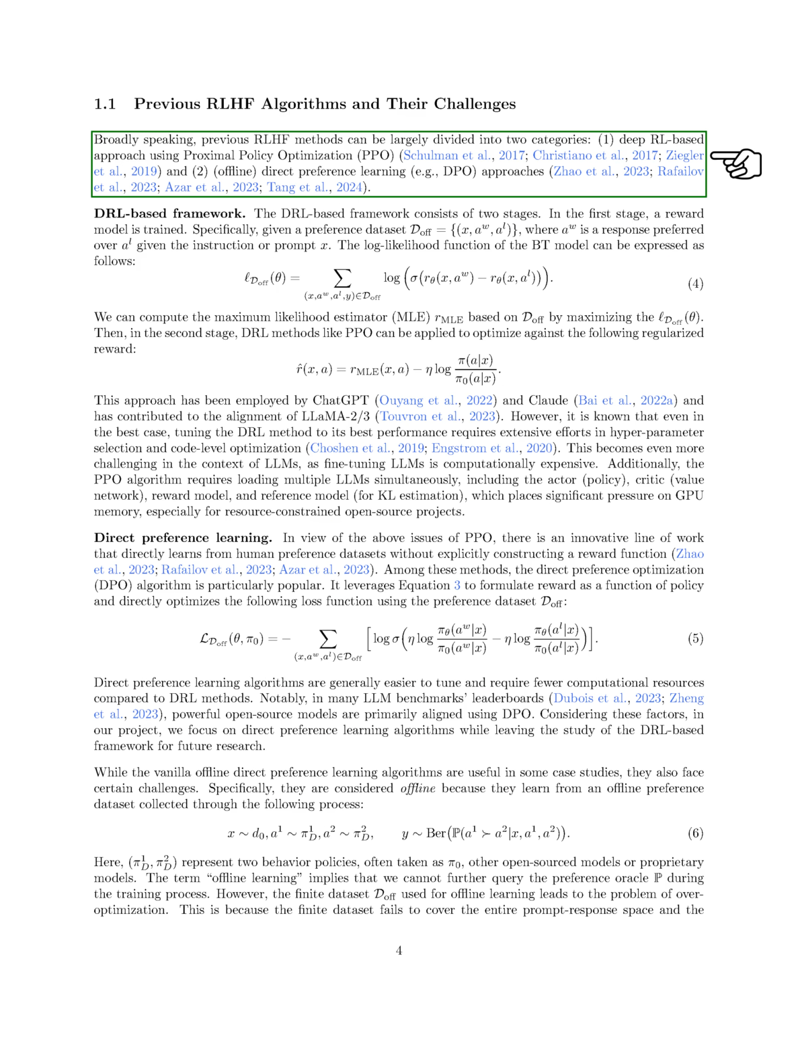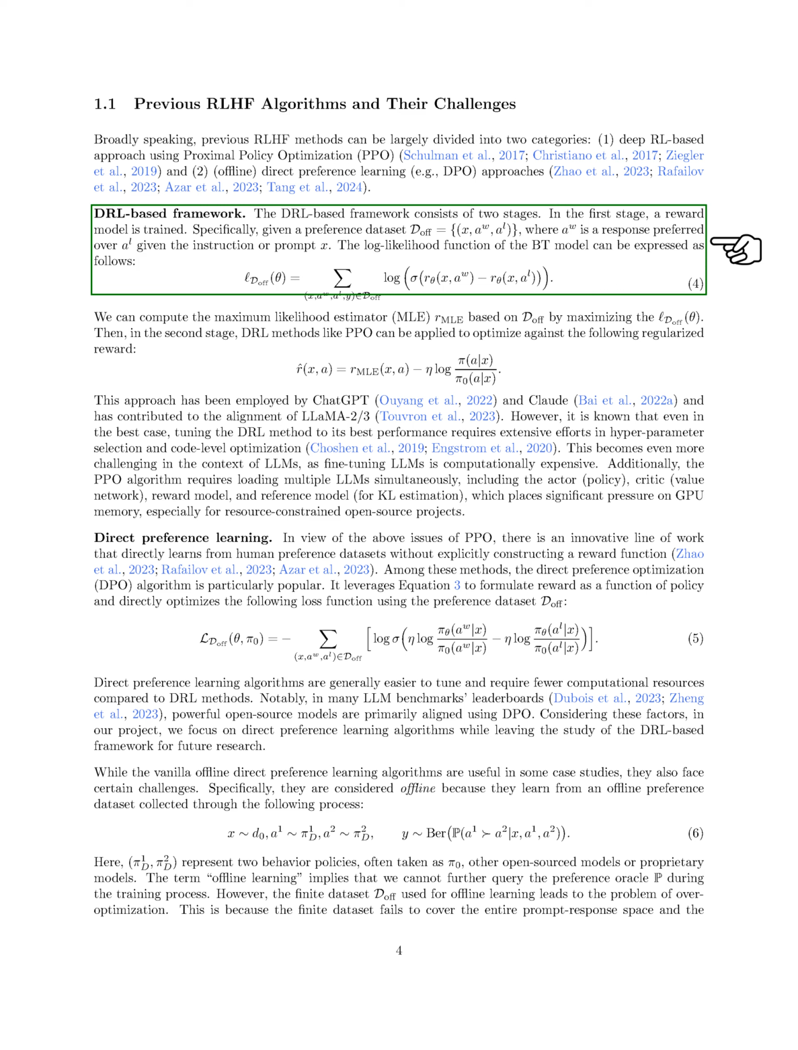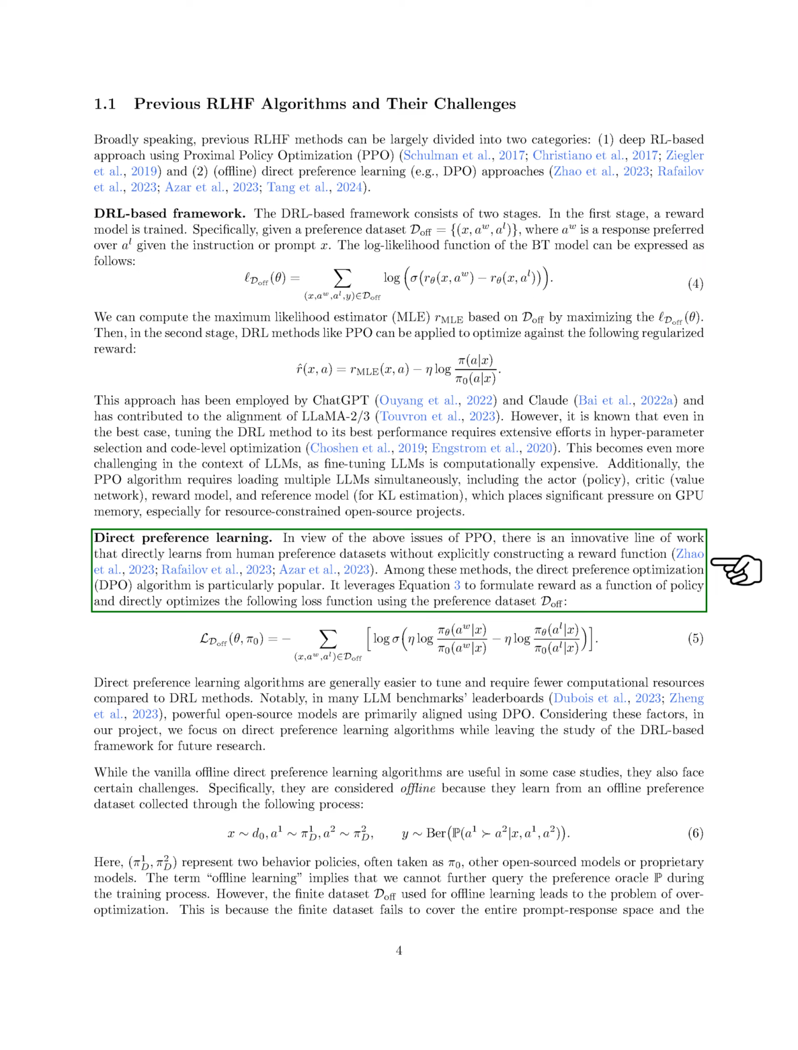Previous RLHF methods can be categorized into deep RL-based approaches, like proximal policy optimization, PPO, and direct preference learning methods, such as DPO. The deep RL-based framework involves training a reward model and then using DRL methods like PPO to optimize rewards. On the other hand, direct preference learning methods like DPO learn directly from human preference datasets without explicitly defining a reward function. While both approaches have their strengths, they also face challenges.